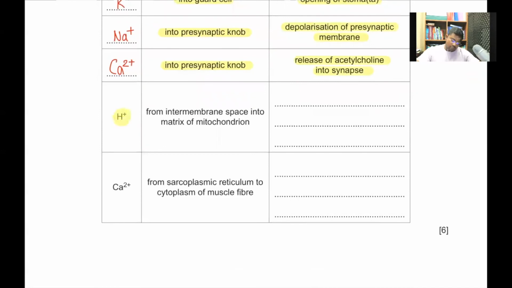Then next, hydrogen ion from intermembrane space into the matrix of mitochondrion. When hydrogen ion moves from the intermembrane space to the matrix of mitochondrion, ATP synthesis can occur, if it passes through ATP synthase.